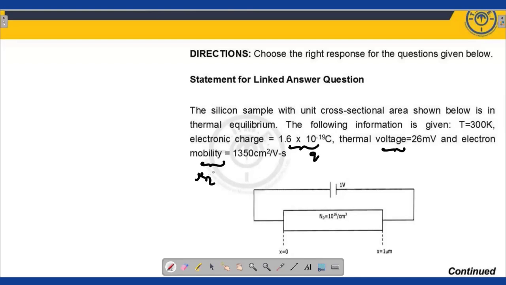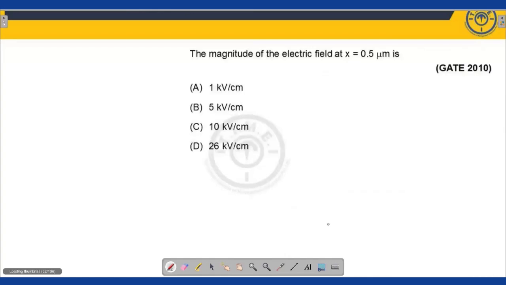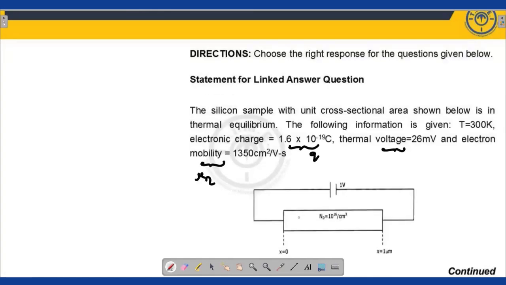So the question is that x equal to 0 and x equal to 1 micrometer. He has given Nd, which tells what type of silicon sample it is. Nd means it is an N type. In an N type semiconductor, N equals the donor concentration. So this is an N-type silicon sample, my dear friends.